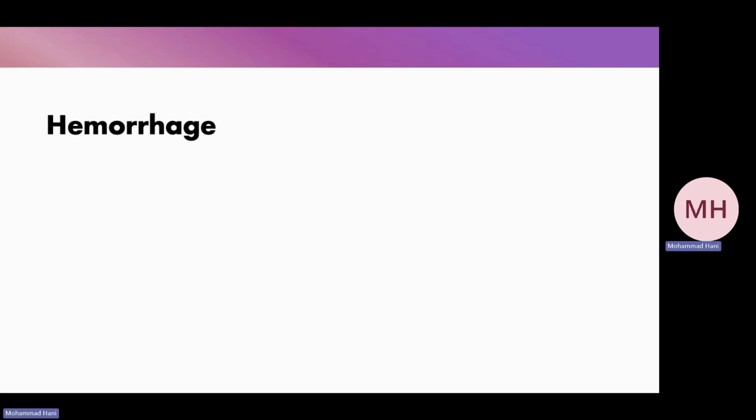Moving on to hemorrhage. This is basically extravasation of blood. It can be into anywhere, could be within the body, into the tissues, could be into the preformed cavities, could be external. So there are multiple types of hemorrhages.